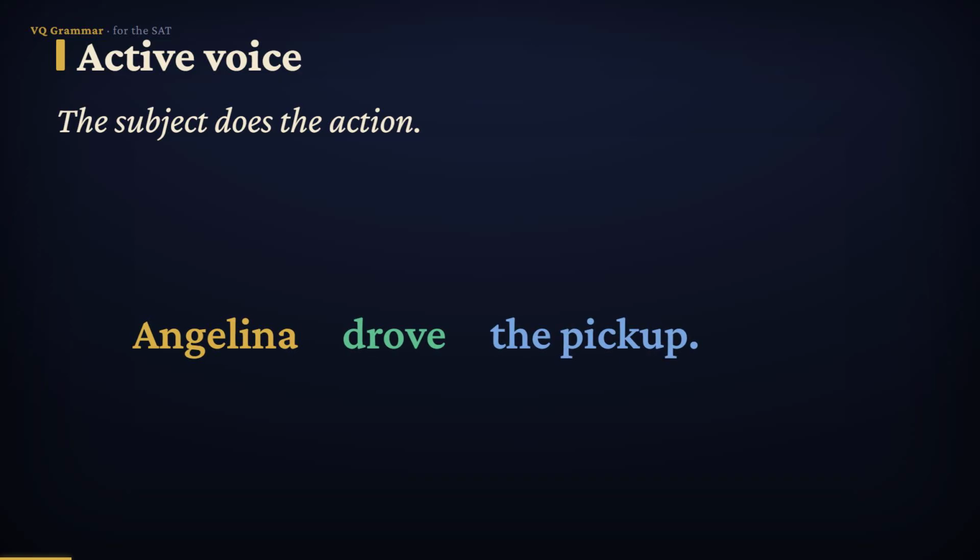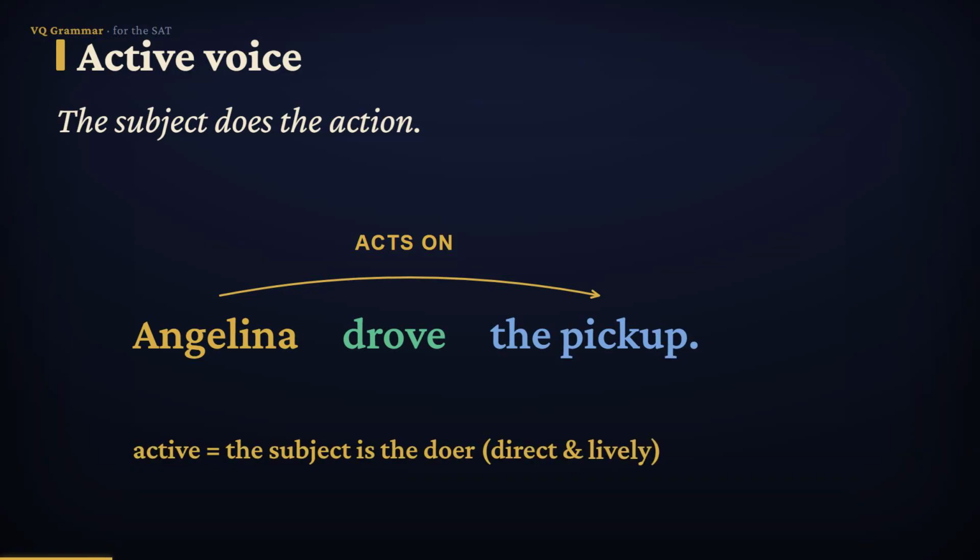Angelina drove the pickup. Angelina is the subject, and she's the doer. She does the driving, and the pickup receives it. The action flows from the subject outward. Subject, verb, object. The active voice is direct and lively, and it's usually the better choice.